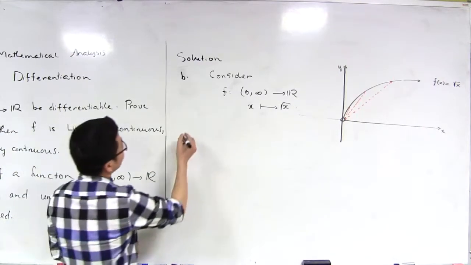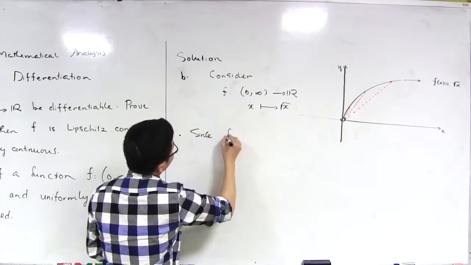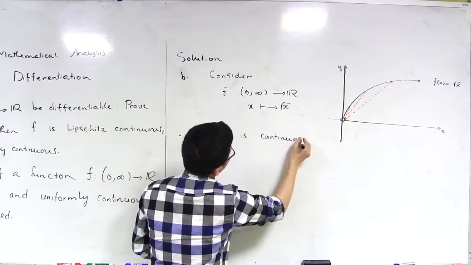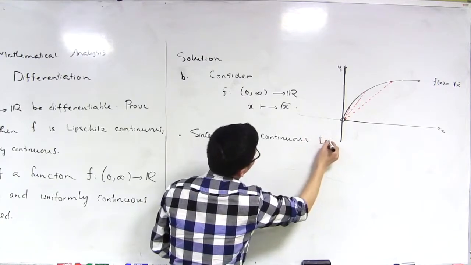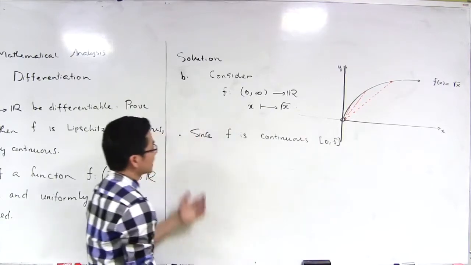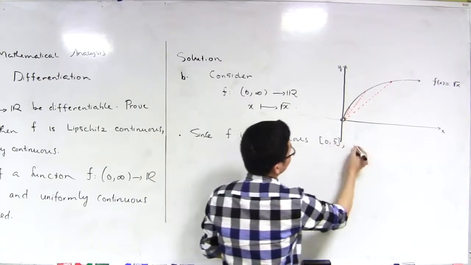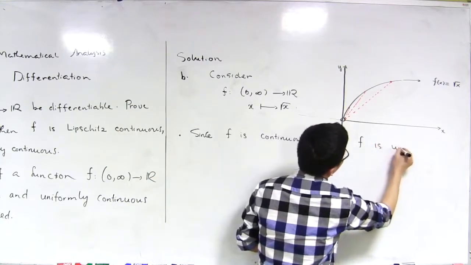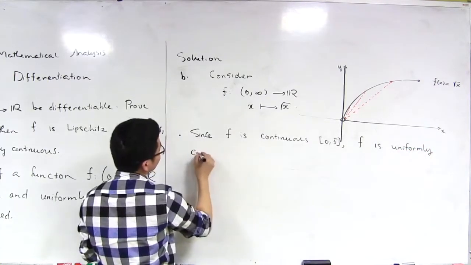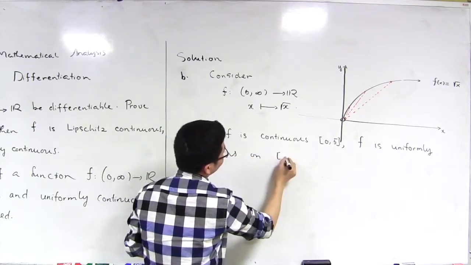First of all, since f is continuous on the interval from 0 to 5, say 5, and this is a closed bounded interval, the function is uniformly continuous on that interval as well. f is uniformly continuous on this interval.